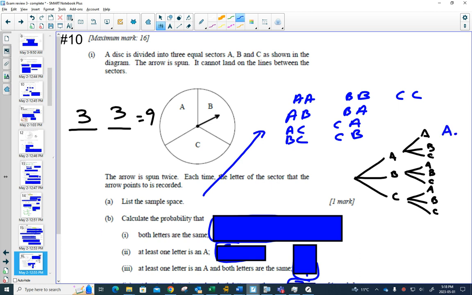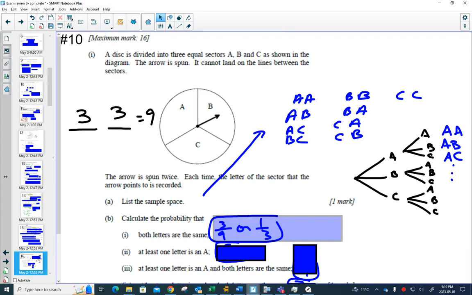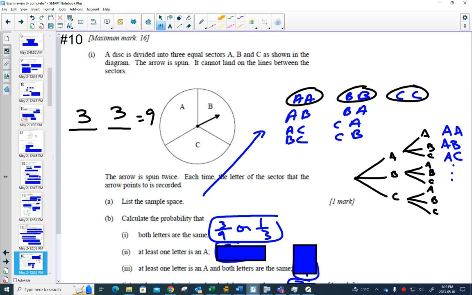And of course, the first branch would be AA, the second branch AB, AC, and so on. And this would be a nice way of listing all 9 of them instead of just trying to think them through. Okay? Calculate the probability that both letters are the same. Well, there's 9 of them in total. 3 of them have both letters the same, so that's just 3 out of 9, or 1/3.